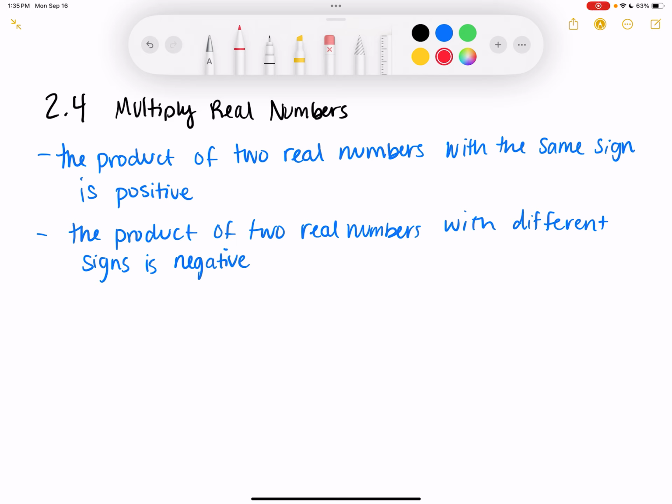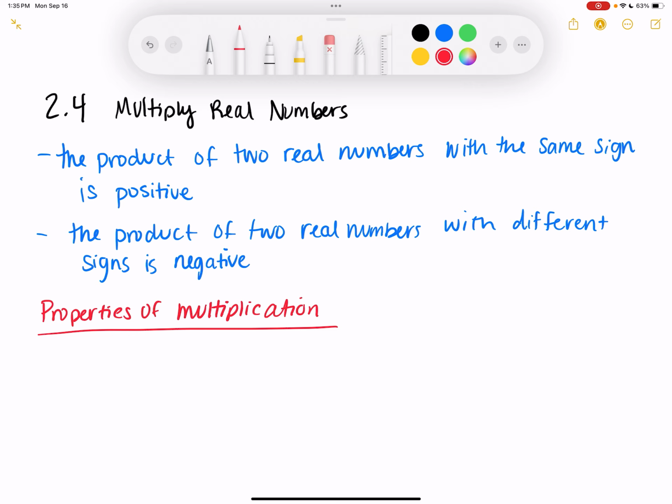Properties of multiplication. These are going to sound very similar to the ones we had for addition, but now we would say "of multiplication" when we're specifying which one we're using.